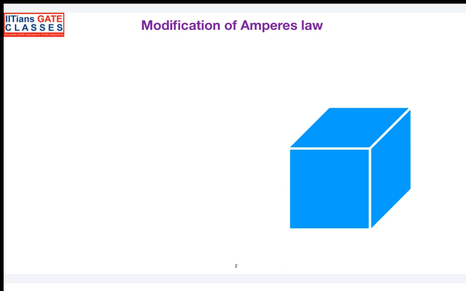Okay, fine. So what is Ampere's law in vector form? For static fields, what is the equation you have studied? The curl of the magnetic field intensity is equal to the current density. This is the Ampere's law we have studied in static fields.